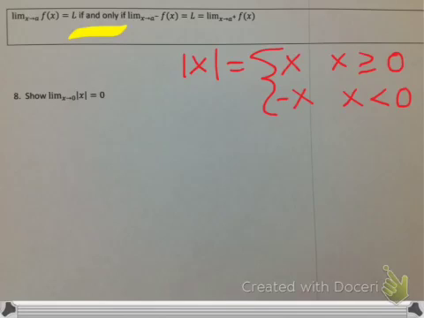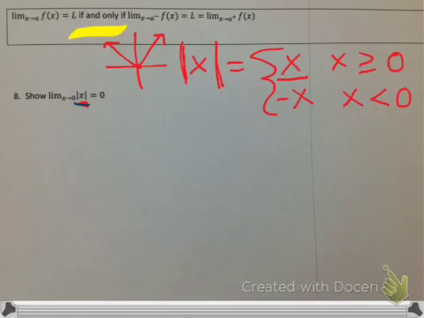You can think about that graphically, as a V with the vertex at 0, 0. Or you can think about it with just values. So that's by definition. Now what we've really done is taken the absolute value of x and created a piecewise function for it: x when x is greater than 0 and negative x when x is less than 0. So this problem really is saying show that the left-hand limit is going to equal the right-hand limit.